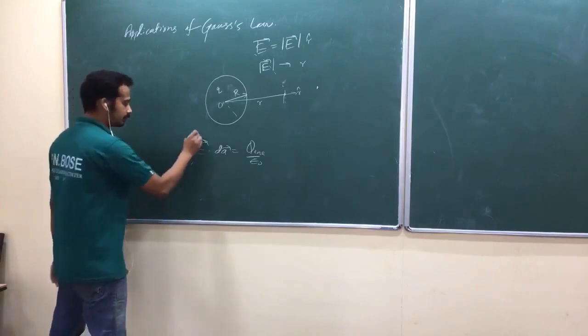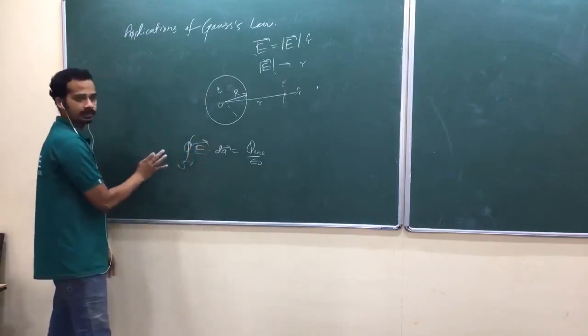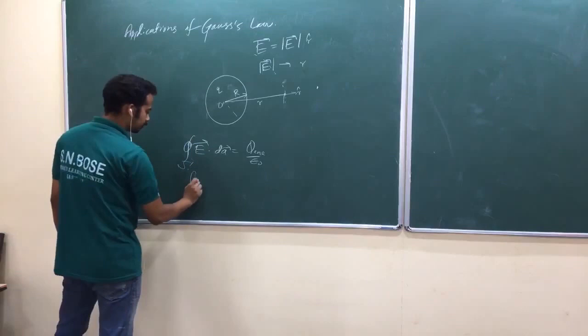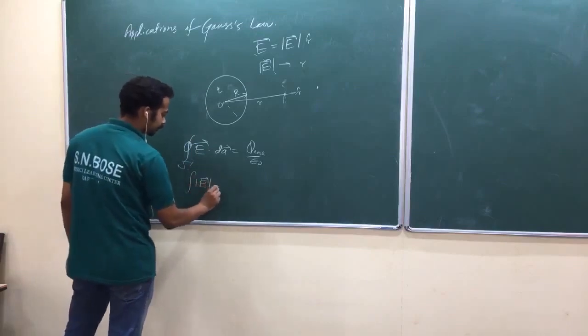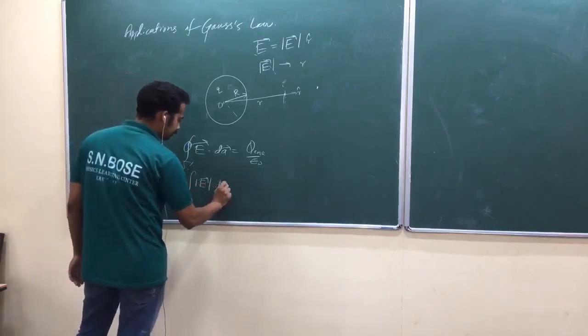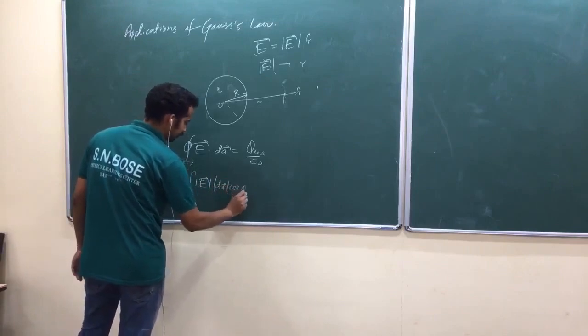To find the magnitude, this magnitude should come out of the integral, isn't it? So again, observe that Gauss law carefully. E dA cos theta. Am I right?